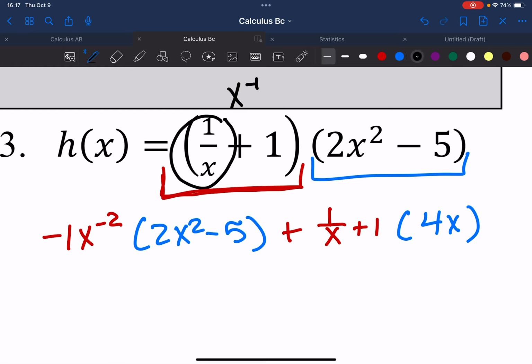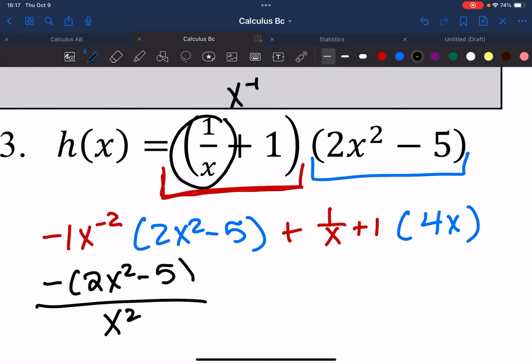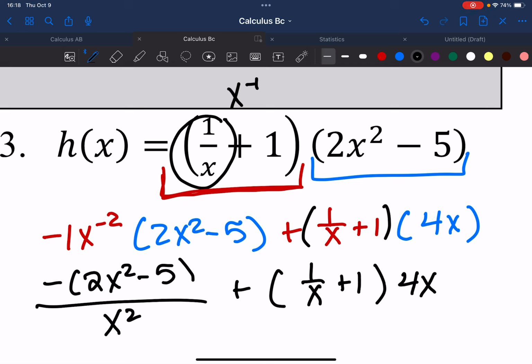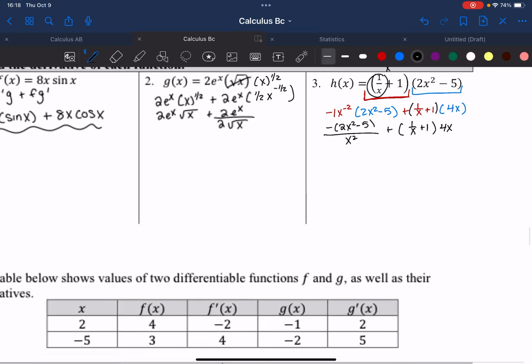Okay, so I could rewrite this as negative 2x squared minus 5 over x squared plus 1 over x plus 1 times 4x. Of course, I could simplify this even further if I needed to, but I'm just going to leave it as is. Okay.